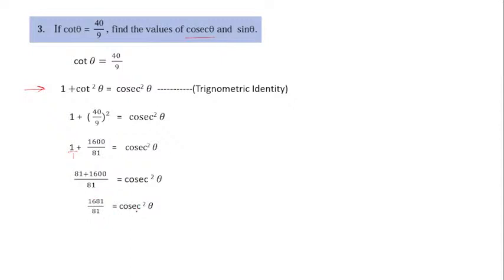Again we should take a square root so as to find the value of cosec theta. So by taking square root on both the sides, we have square root of 1681, it's 41, and the square root of 81 is 9, that is equal to square root of cosec square theta, which is cosec theta. So this is the value of cosec theta, that is cosec theta is equal to 41 divided by 9. So this is the answer of the first question, and from that we have to find the value of sin theta. So again it is similar to the previous one, that is cosec theta and sin theta are again reciprocals of each other. So we should have sin theta is equal to 1 divided by cosec theta.